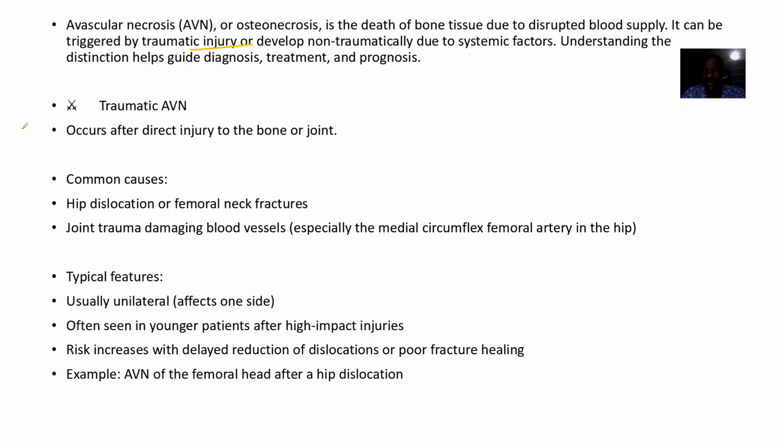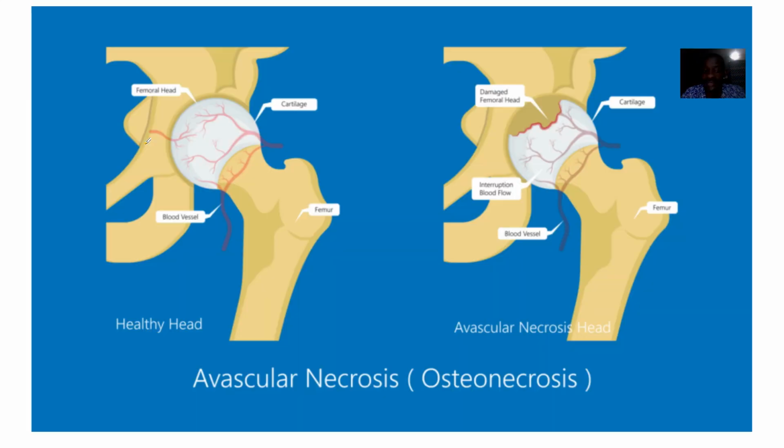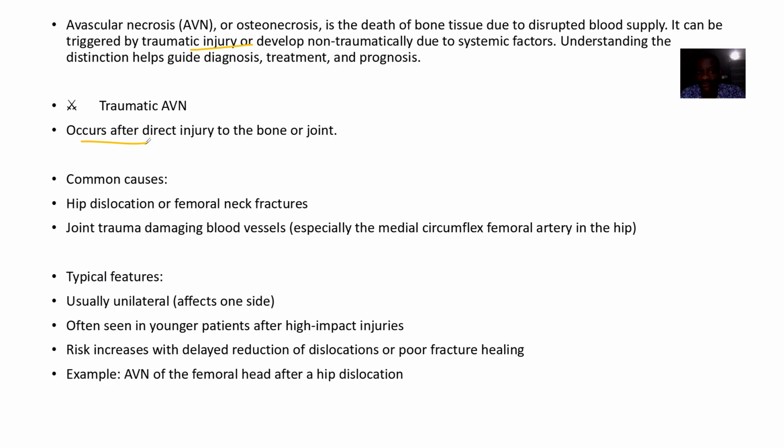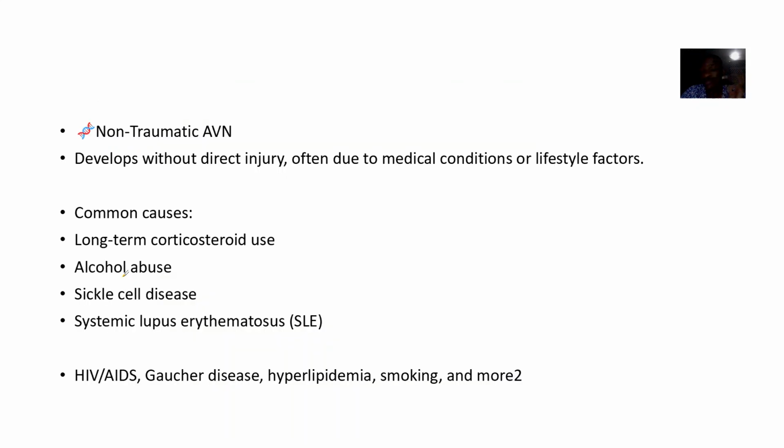So for the traumatic one, there's direct injury to the bone or joint. Common causes: hip dislocation, femoral neck fractures, joint trauma. So anything that is damaging the blood vessel is a traumatic cause. Typical features: it is usually unilateral, one side, often seen in younger patients. Risk increases with delay in reduction of dislocation or poor fracture healing, and all of that. Do you understand? So hip dislocation is the primary cause.